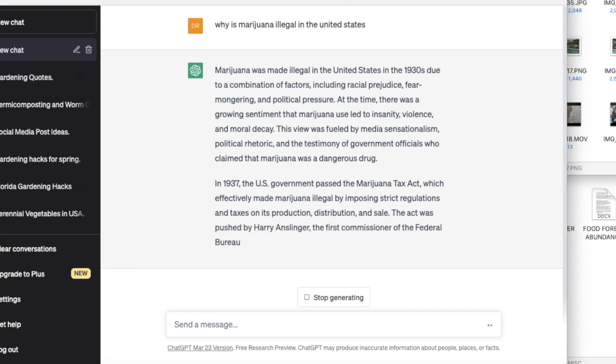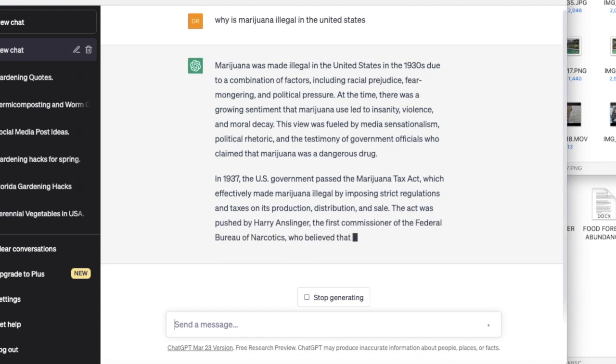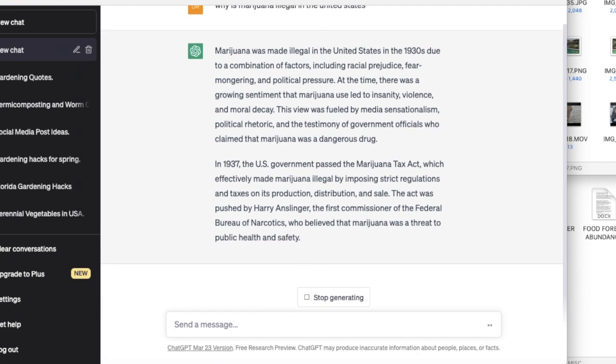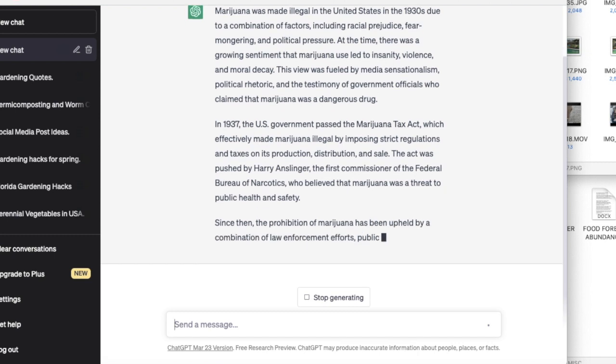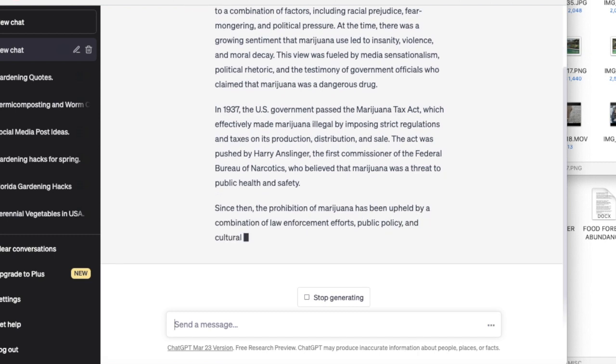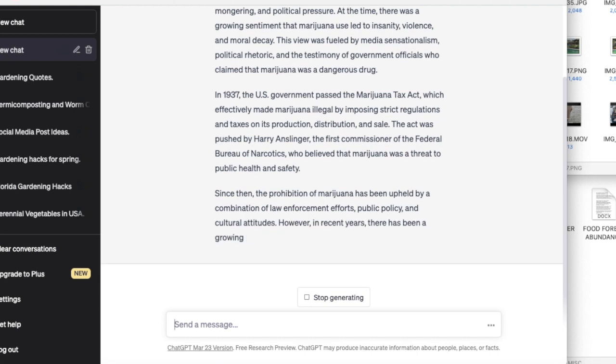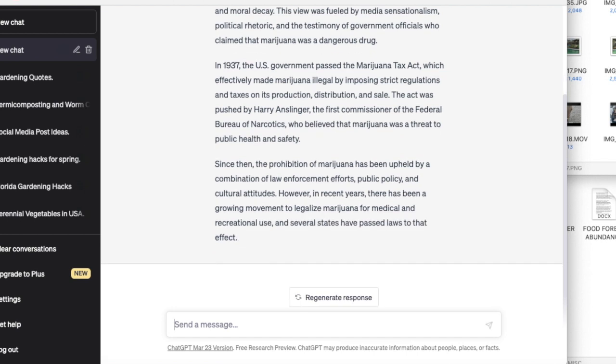The act was pushed by Harry Anslinger, the first commissioner of the Federal Bureau of Narcotics, who believed that marijuana was a threat to public health and safety. Since then, the prohibition of marijuana has been upheld by a combination of law enforcement efforts, public policy, and cultural attitudes. However, in recent years, there has been a growing movement to legalize marijuana for medical and recreational use, and several states have passed laws to that effect.